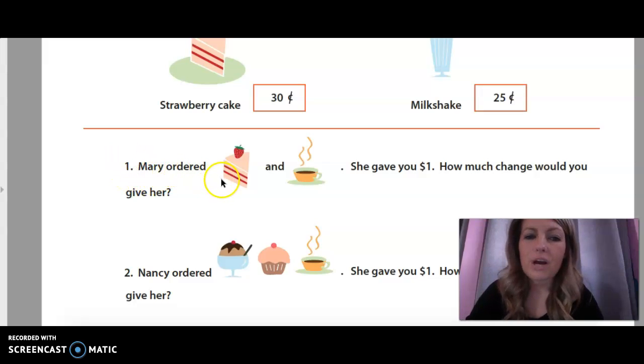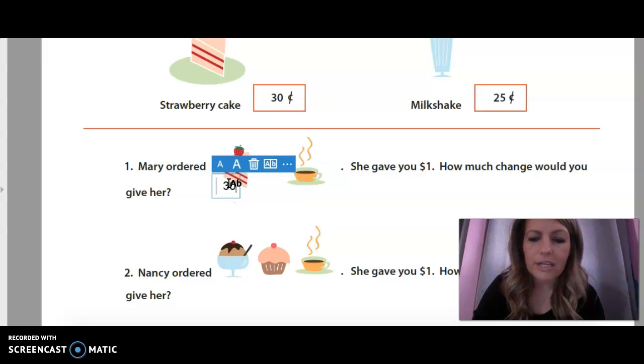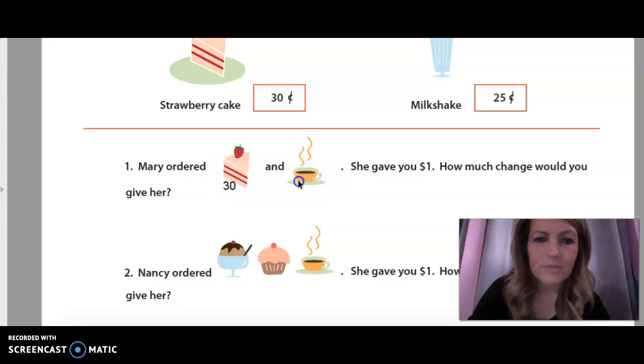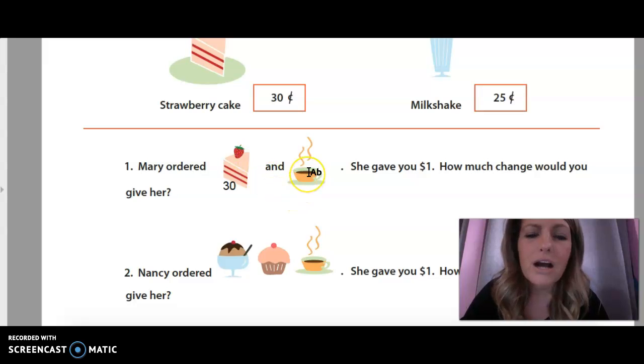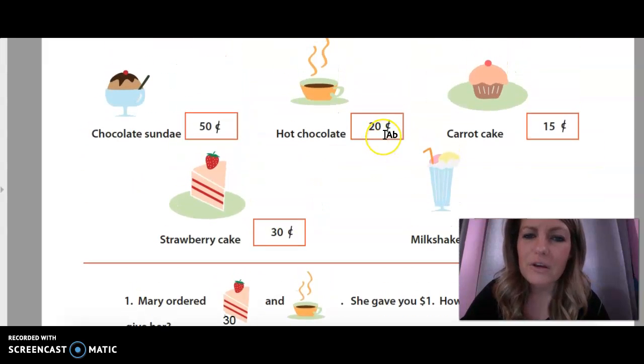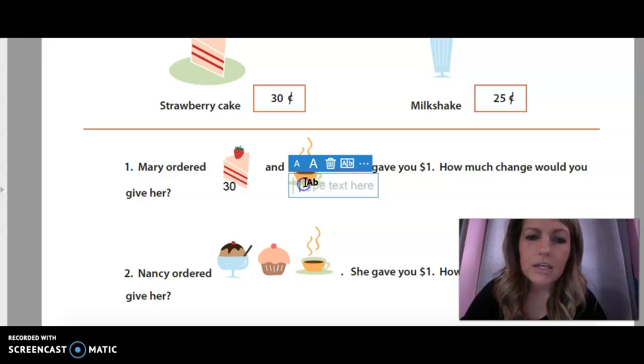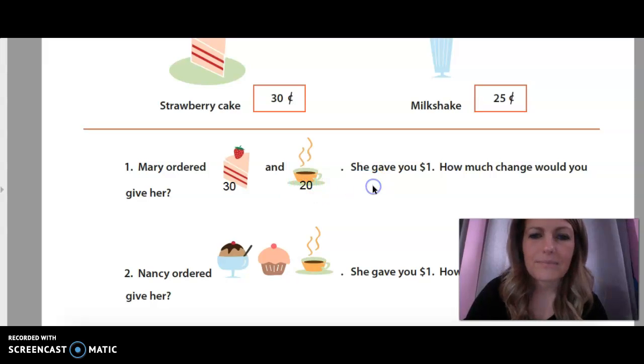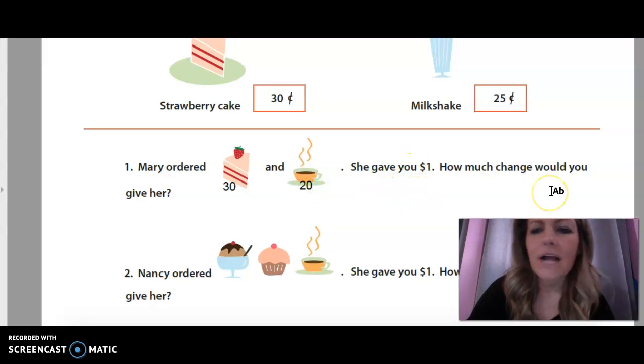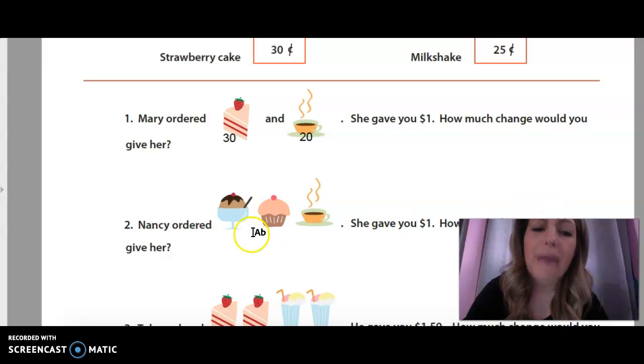Mary ordered the strawberry cake. We know the strawberry cake is 30 cents, so I'm just going to put 30. She also ordered a cup of coffee. If you look up front, 20 cents. If she gives you $1, how much change would you give her back?